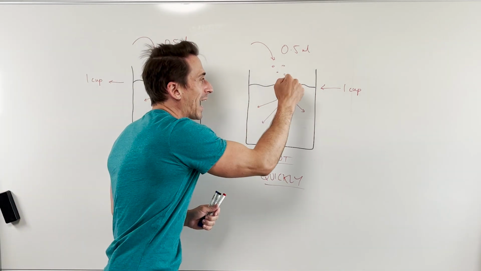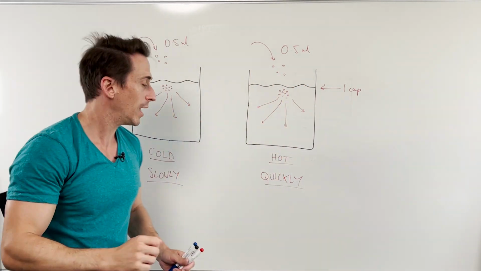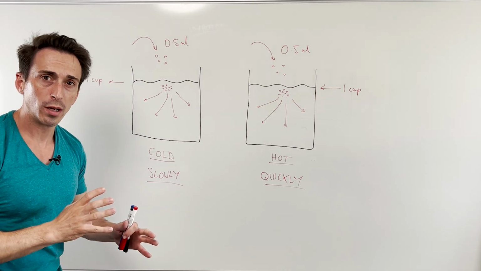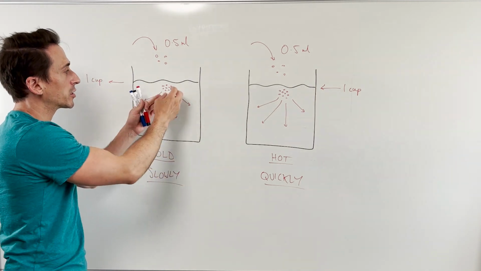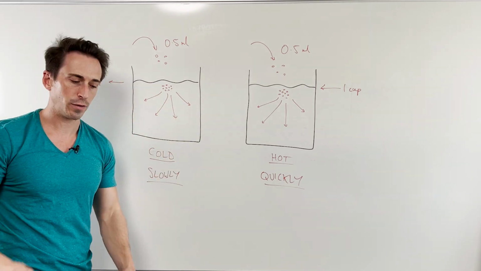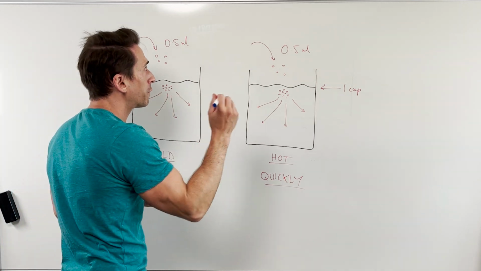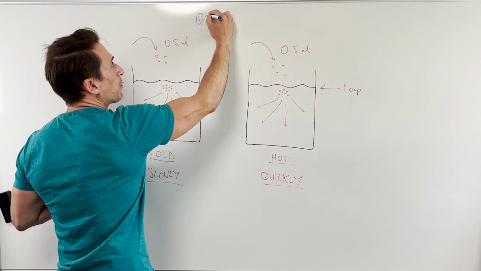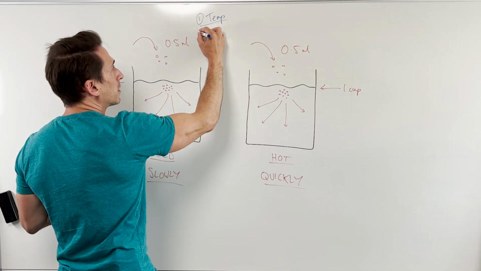So you're adding energy into the system. Adding energy means it diffuses far more quickly. Here, because it's cold, there's less energy. Things are moving more slowly, and so it takes a lot longer for those particles to diffuse. So that means that one of the factors that affects diffusion is temperature. What's another factor that can affect diffusion?